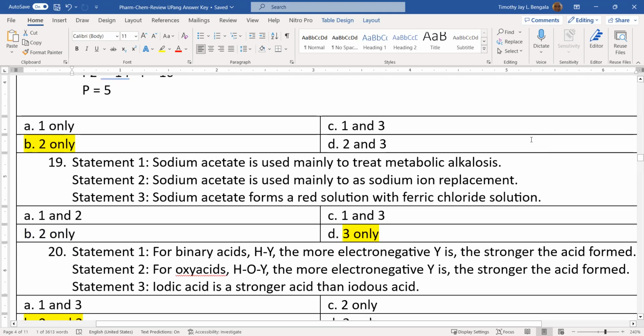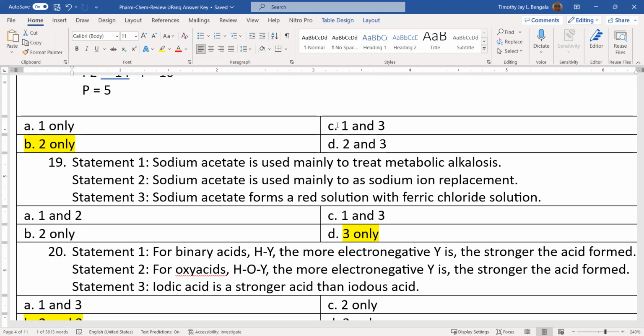So now, let's go to the next one. So for statement number 1, sodium acetate is used to treat metabolic alkalosis. So here, the answer is, again, acetate would be a base. So if it's a base, it is used for acidosis. Okay? So, ayan. So, statement number 1 is incorrect.